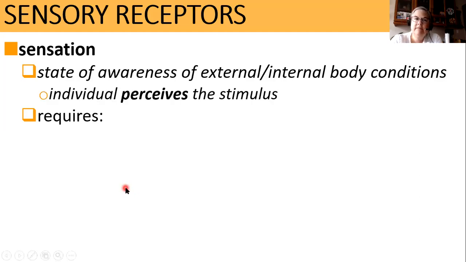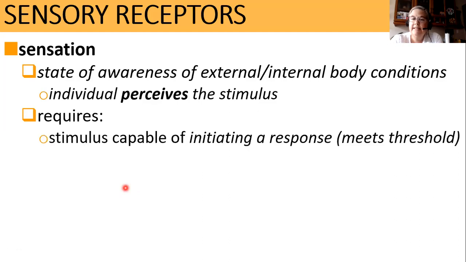So for us to perceive the stimulus, first of all, the stimulus has to be capable of making a response in our body. So it has to meet a certain threshold level. Our stimulus can't be below a threshold level. So for example, a frequency that's too high or too low, because we have a certain frequency range that we can hear, which actually starts to decrease as you get older. So you guys can actually hear some higher frequency sounds than I can hear, just simply because you're younger than me. Okay.